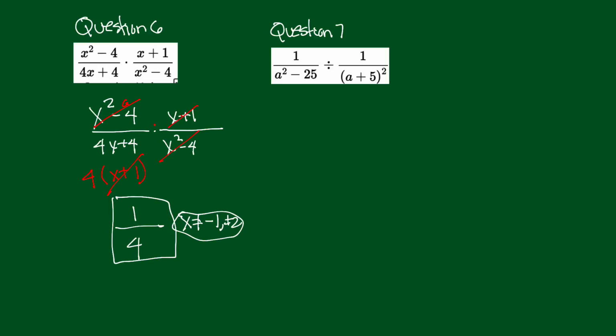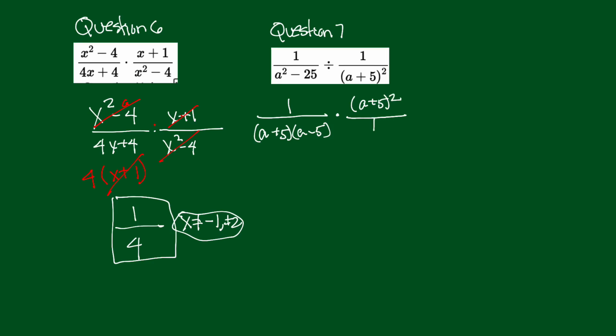Question 7. Oh, we have a division. So the first thing I'm going to do is rewrite, but I'm going to flip this over, right? Change division to multiplication by the reciprocal. So let's rewrite it. As I rewrite it, why don't I go ahead and factor, a plus 5, a plus 5, a minus 5, times, now I'm changing this division to a multiplication of the reciprocal, just turn it over, (a plus 5) squared over 1.